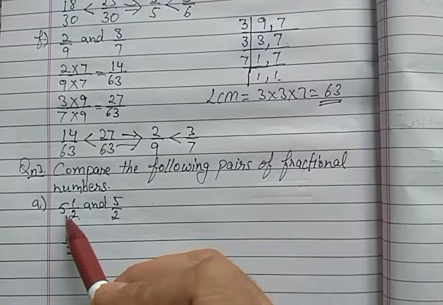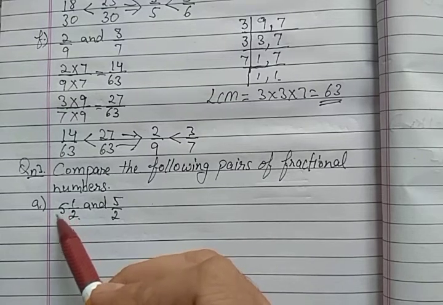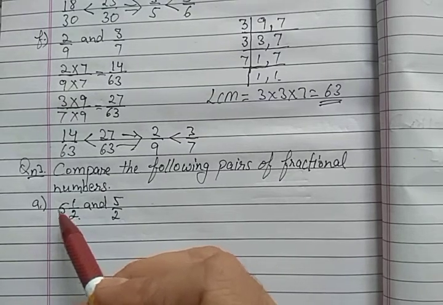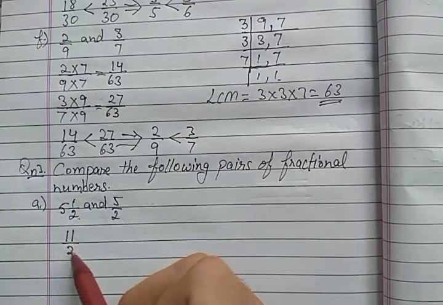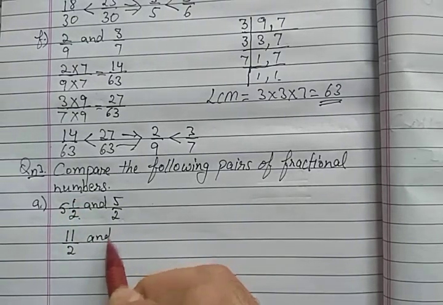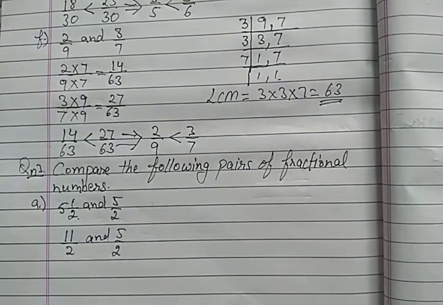First of all, multiply whole number and denominator part. So 5 2s are 10, और प्रोडक्ट से जो भी प्रोडक्ट आया 10 में हम न्यूमरेटर को प्लस करेंगे, that is 1. So 10 plus 1 is 11. So 11 upon 2 and 5 upon 2. We have to compare these two fractions. So this is very easy.